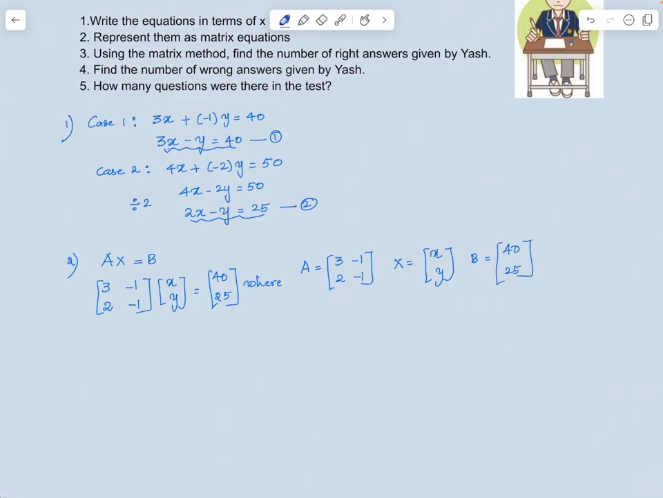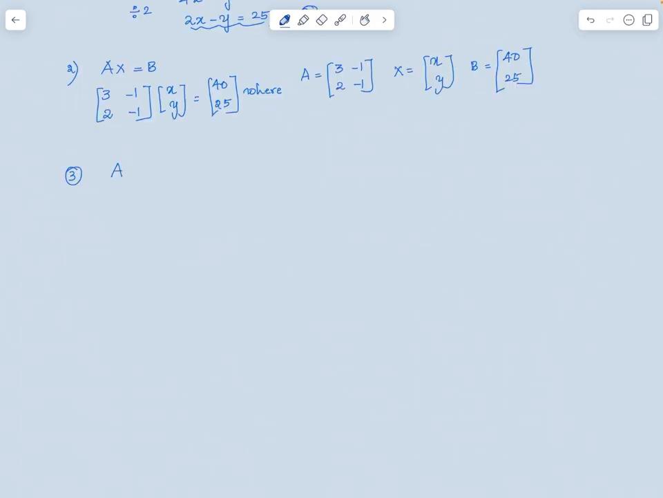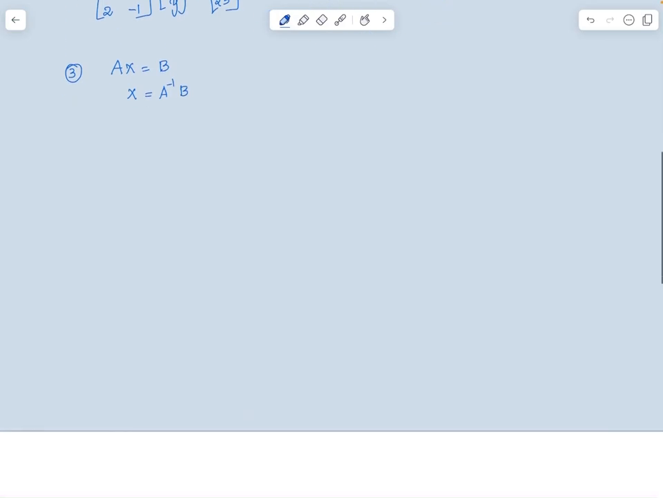Question 3. Using the matrix method, find the number of right answers given by Yash. And the fourth question, find the number of wrong answers given by Yash. That is, we have to find out x and y. The matrix equation AX is equal to B, so X is equal to A inverse B. So for the matrix A, we have to calculate the A inverse.